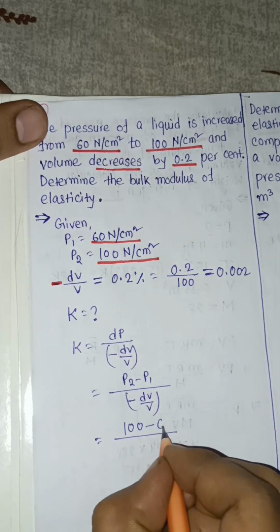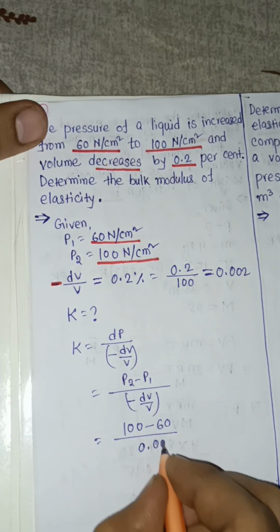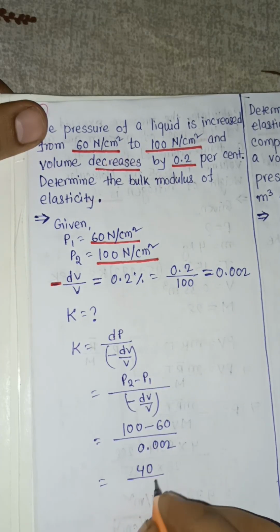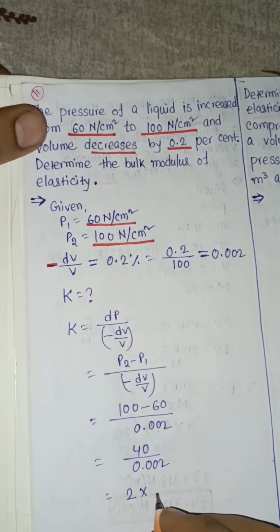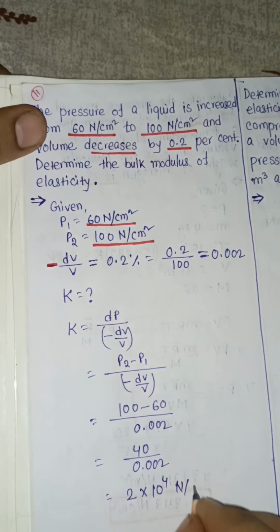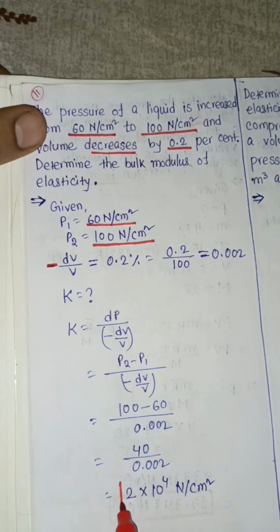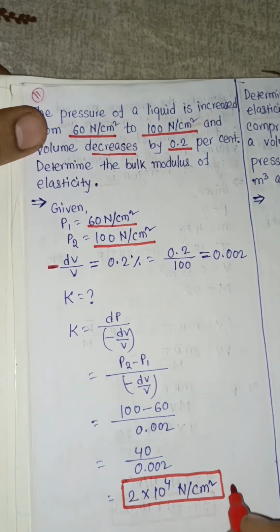That is 100 minus 60 and 0.002. So this is equal to 40 divided by 0.002. So if you find out the value, this value will be 2 into 10 to the power 4 Newton per centimeter square. So the answer will be 2 into 10 to the power 4 Newton per centimeter square.